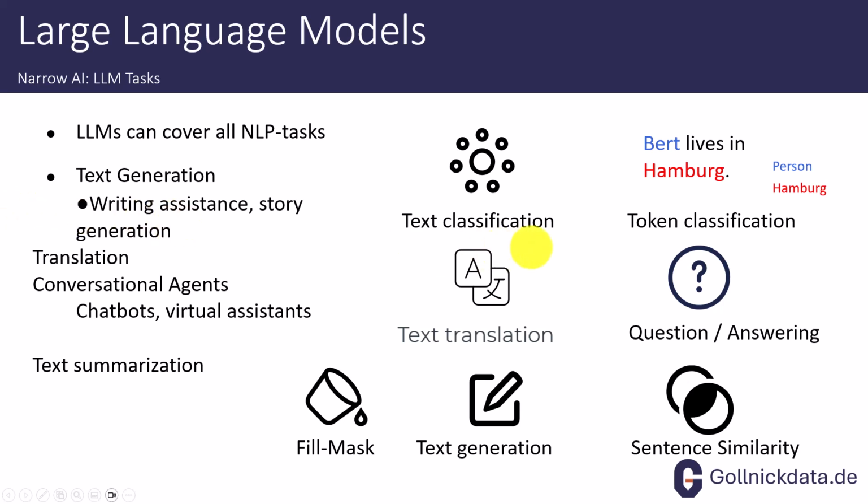We have, for example, text classification in different formats. We have translation. Fill mask means that you have a sentence with a blank and then this blank is filled with a proper word. You have text generation. You have token classification. So basically the different objects in a sentence can be categorized into specific areas. You have question answering models, and the last one is relevant when we are talking about vector databases. You can also use it for analyzing the similarity between sentences.